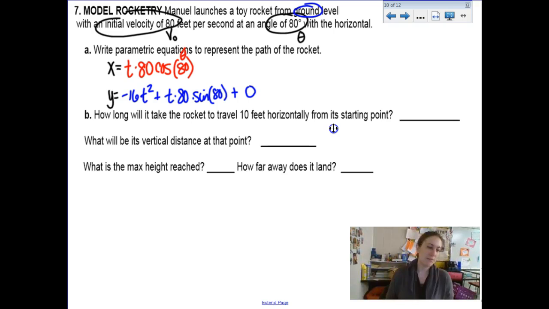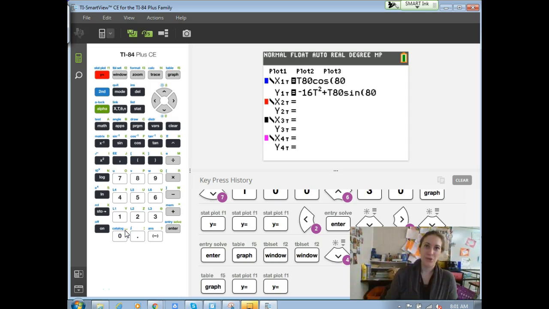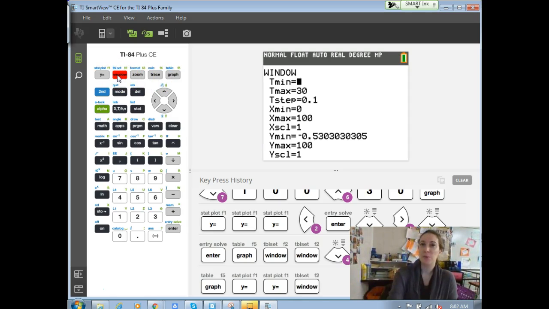So they want me to answer some questions now, and I am going to get these graphed in the calculator, so I'm going to pause my video, you pause your video, let's get everything typed into our first parametric equation setup. So I have our equations typed in. On my original notes on my key, I changed the initial velocity to 70, so I don't know if we just did that for fun, just to change up the problem a little bit, but either way, we do have to set up our window.